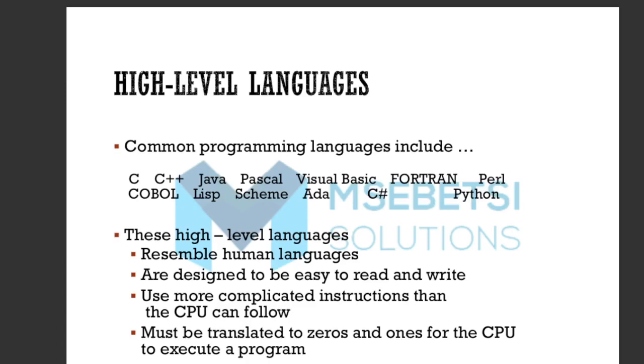These high level languages resemble human languages, are designed to be easy to read and write, and use more complicated instructions than the CPU can follow. By that we mean that source code is really complicated when you're just looking at it. So the CPU sometimes needs a compiler, something that will translate it so that it can be read into machine language. That machine language will translate it to an object language, and then you will see tasks being done. So the high-level languages like your Java will be translated into something that's easier for the computer to understand and then output. But the whole processing is done by the computer.